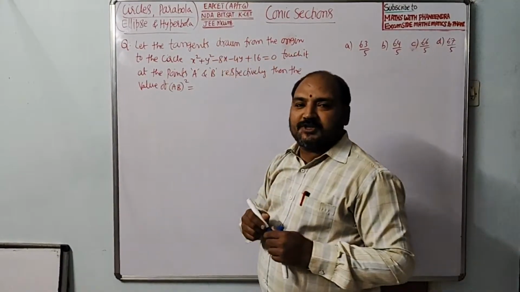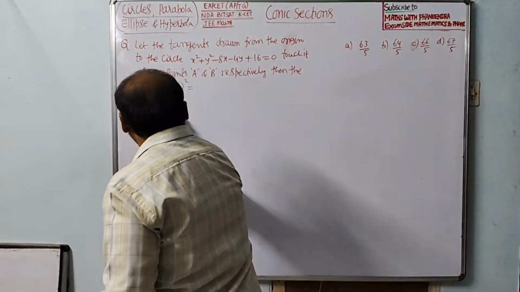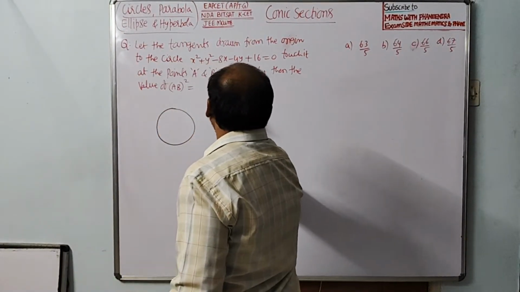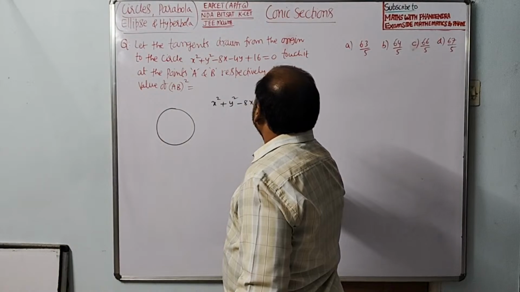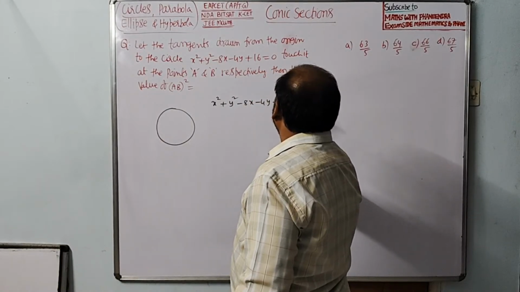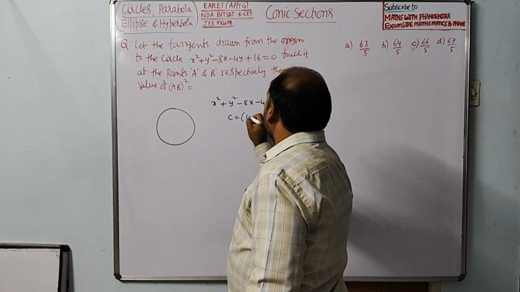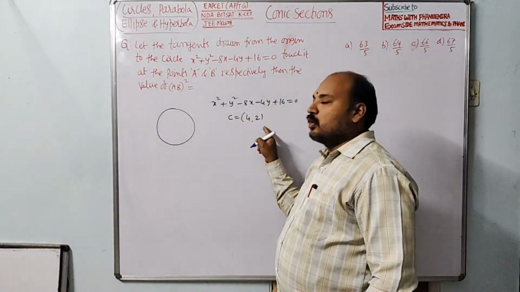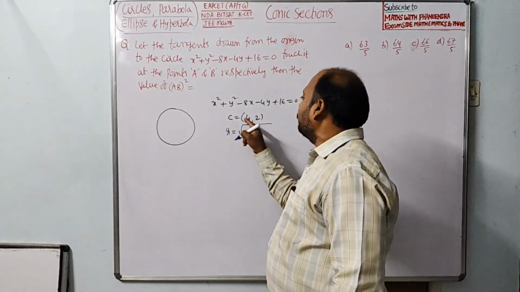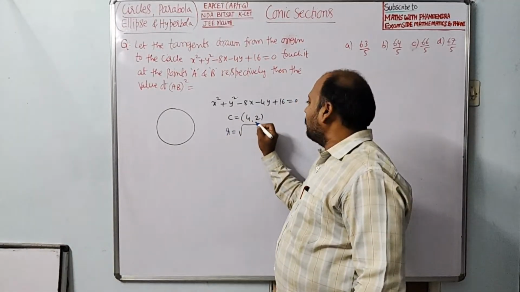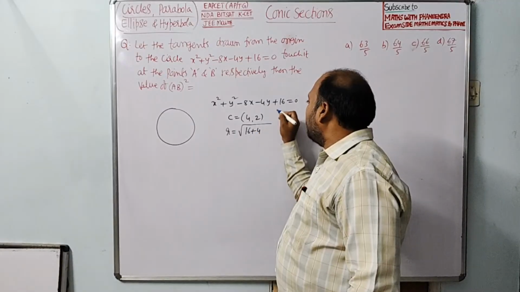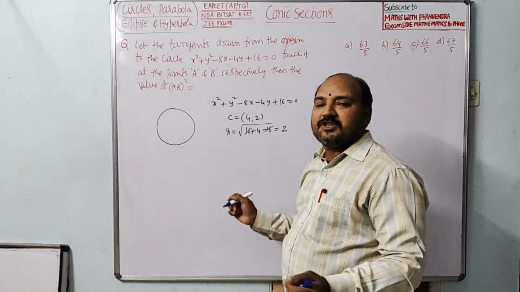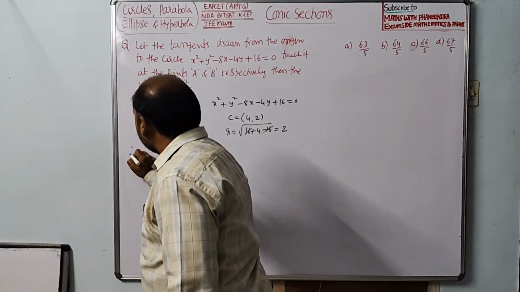Tangents drawn from the origin to the circle. So first you have to draw the circle x square plus y square minus 8x minus 4y plus 16 equal to 0. Center is 4 comma 2, am I right? Minus x coefficient by 2, minus y coefficient by 2. Radius r equal to root of g square plus f square minus c, so 16 plus 4 minus 16. So root 4 means 2, the r value also we got. Next, this is the origin I am taking.